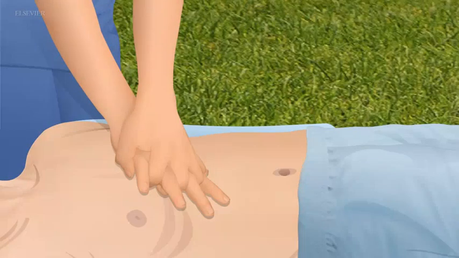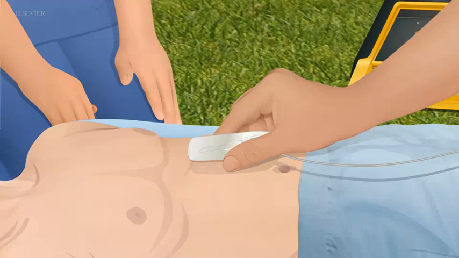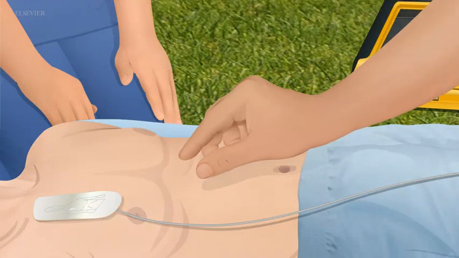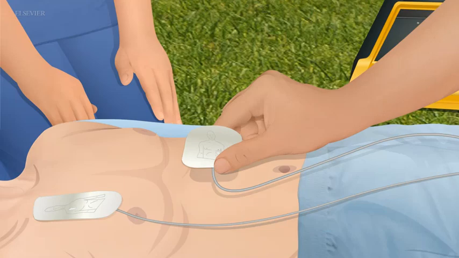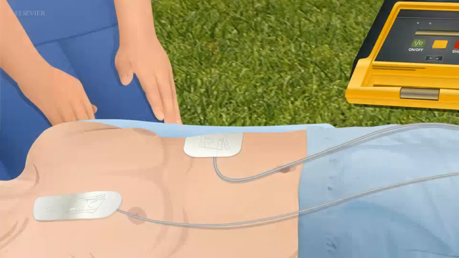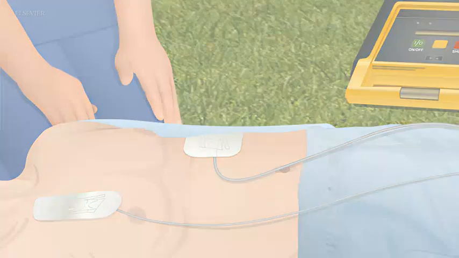Ensure that the chest is bare and dry. Attach the device and place the AED pads in the correct positions. Place the first AED pad on the upper right sternal border directly below the clavicle. Place the second AED pad lateral to the left nipple with the top of the pad a few inches below the axilla. Ensure that the cables are connected to the AED.